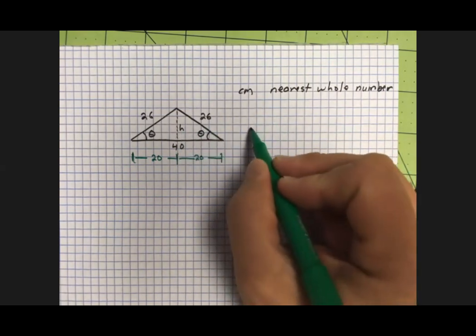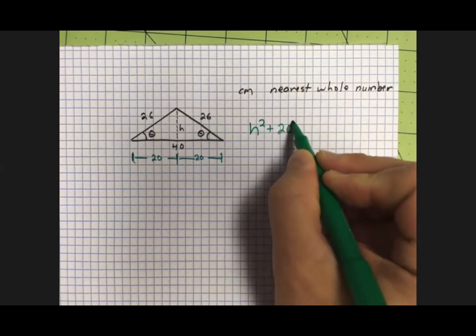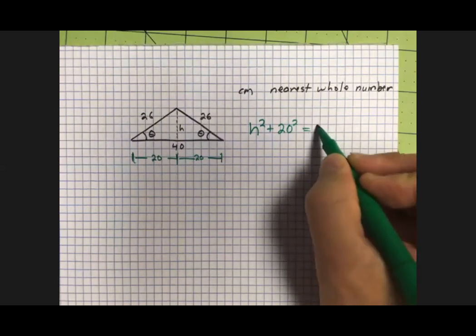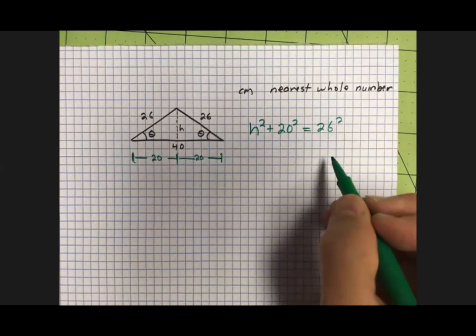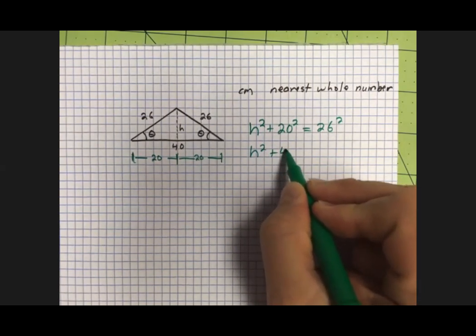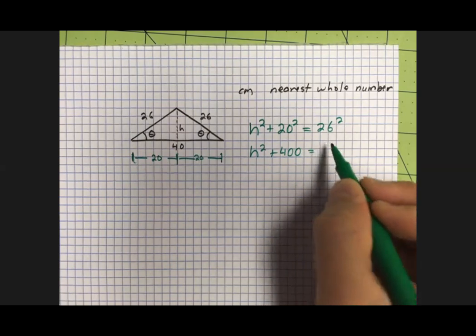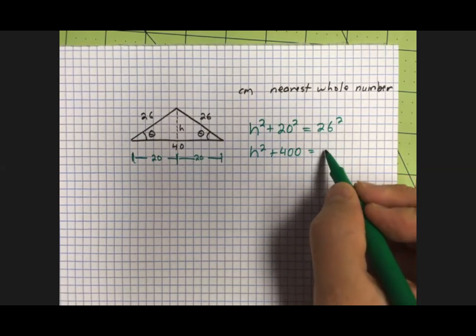So first let's do the h. H squared plus 20 squared must be 26 squared by the Pythagorean theorem. So I got h squared plus 400 is, what is that? 676. That sounds right.